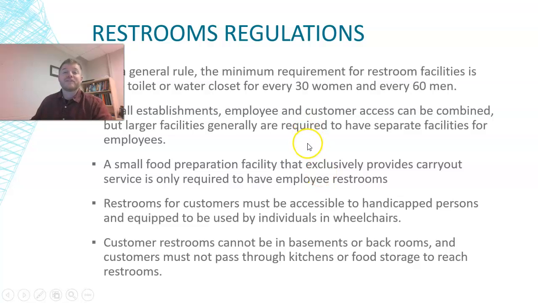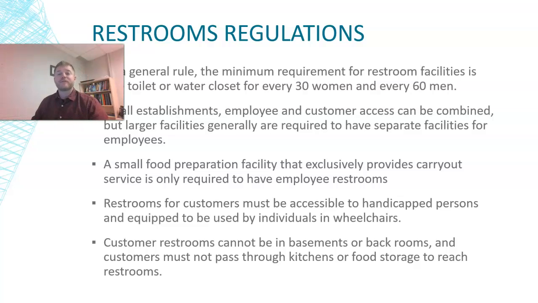As far as restroom regulations go, it's a general requirement that for every 30 women and every 60 men, there's 1 toilet or water closet. Now that we're doing more gender non-specific washrooms, you just go with 30. So if your restaurant has 150 capacity, 5 washrooms make sense. 5 individual small ones. Small establishments' employee and customer access can be combined, but we want to stay away from that if we can. Your employees should have a different washroom than your actual customers or clients.